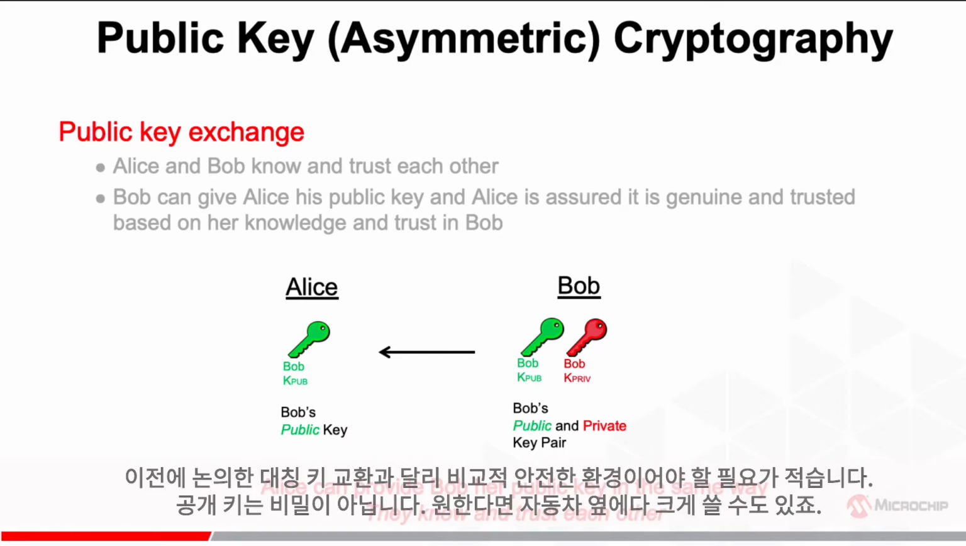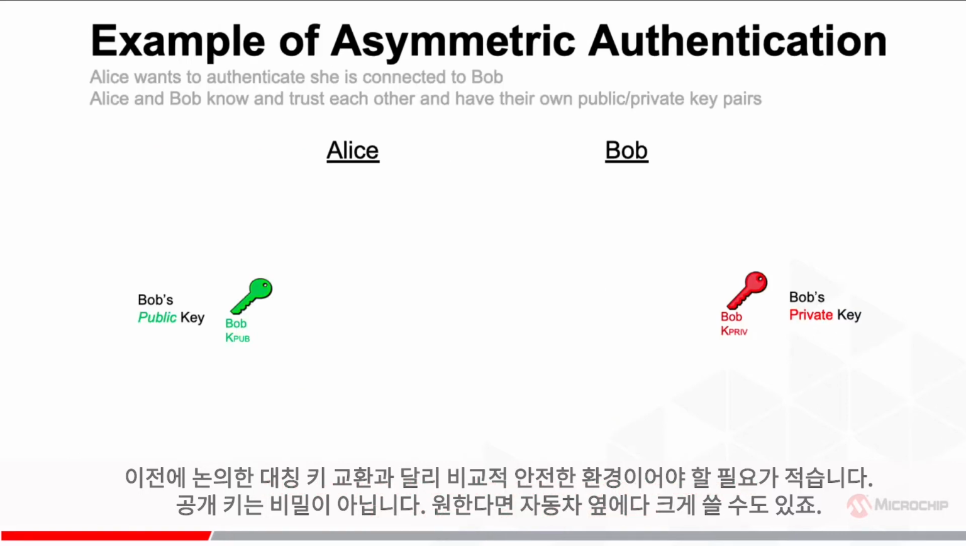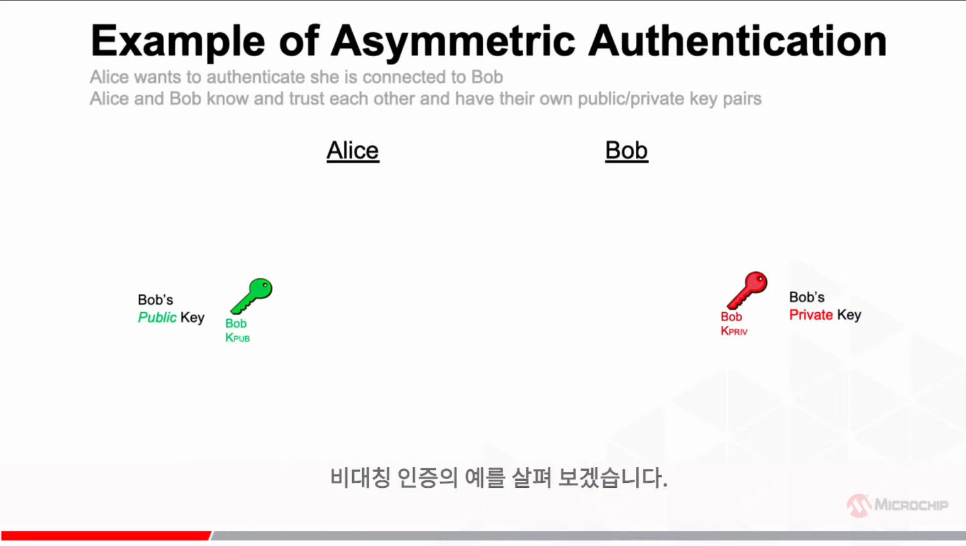Unlike the symmetric key exchange that we talked about before, this does not have to happen in a relatively secure environment. The public key is not a secret. You could write it on the side of your car if you wanted to. It's simply not a secret. It's public information. Let's look at an example of asymmetric authentication.